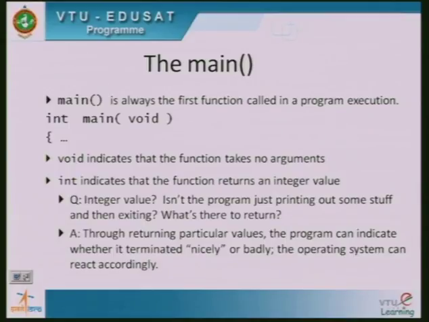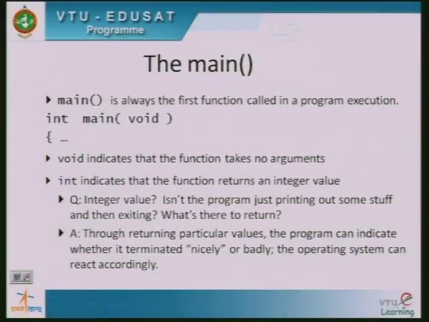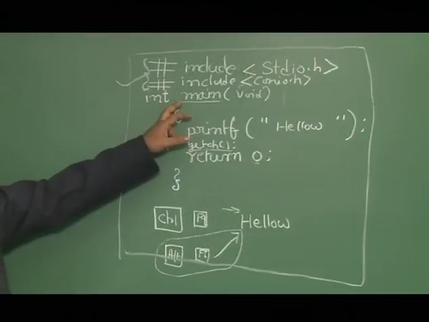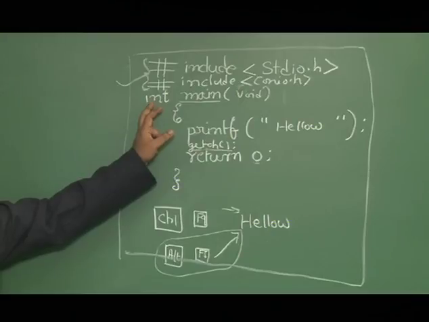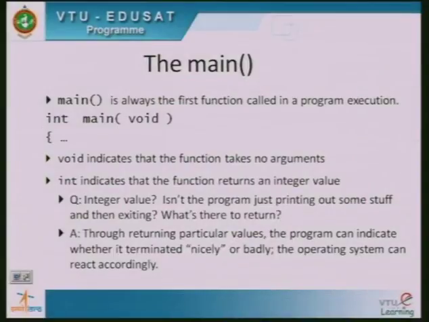So observe this, main is always the first function called as a program executes, with the statement int main. Inside main, sometimes we will not give a parameter, or even if you give a parameter, void refers to there being no parameter. So void indicates that the function takes no arguments. It is always associated with a return data type int, which indicates that the function returns an integer value.